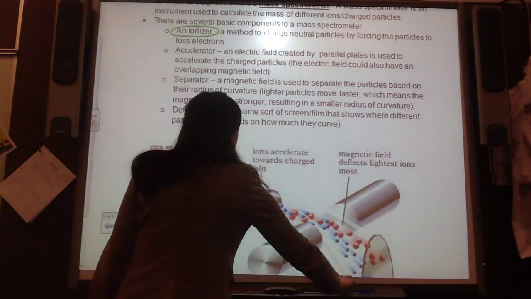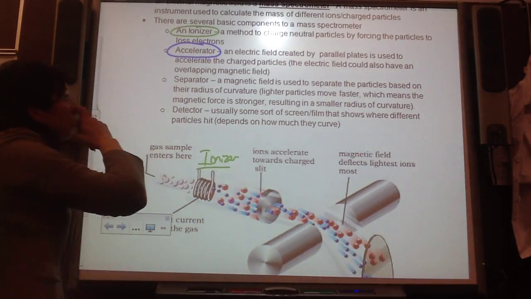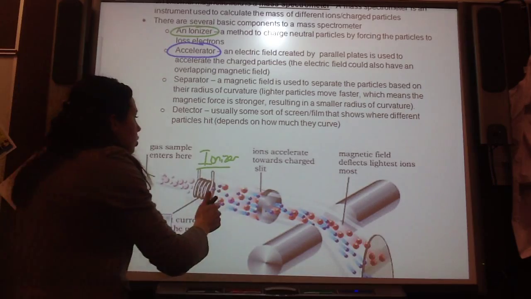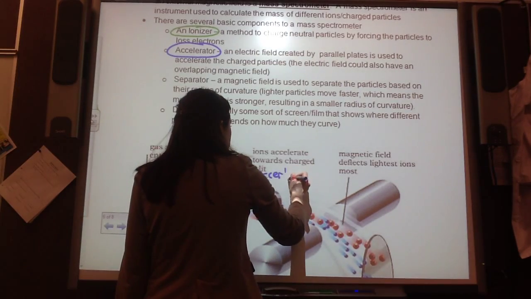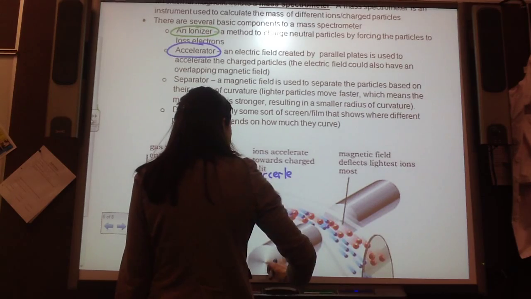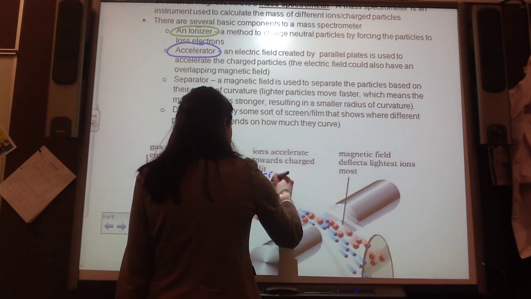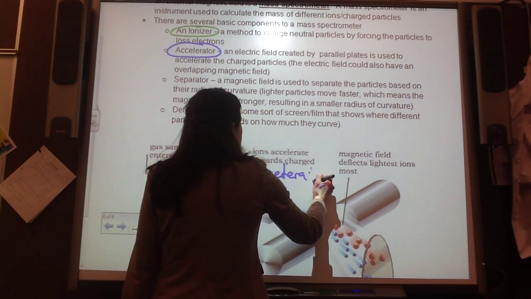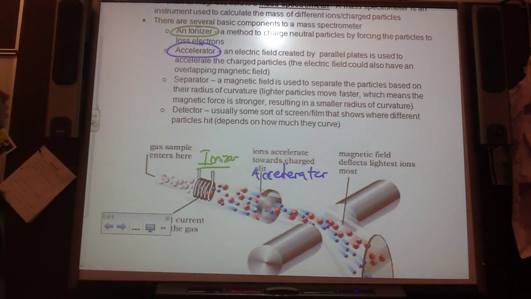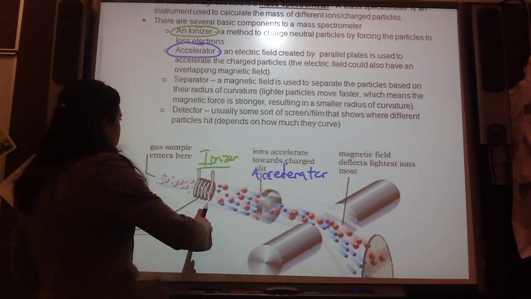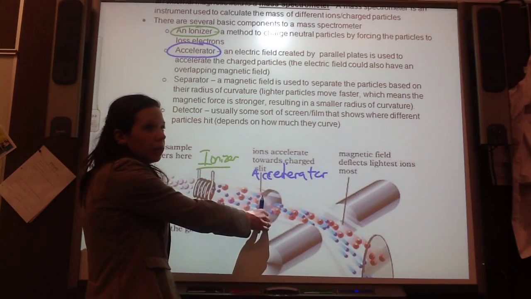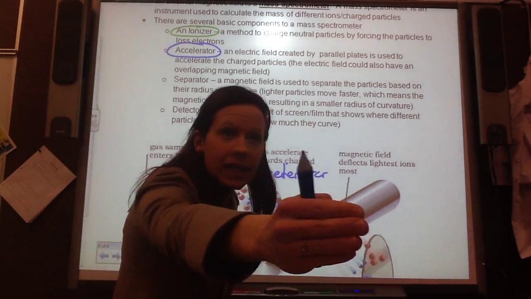Then we have the accelerator. An electric field created by parallel plates is used to accelerate the charged particle. The electric field could also have an overlapping magnetic field. So here is where we have the accelerator. So if it ionizes the particle to be negative, this parallel plate will be positive, because it wants to accelerate it there.